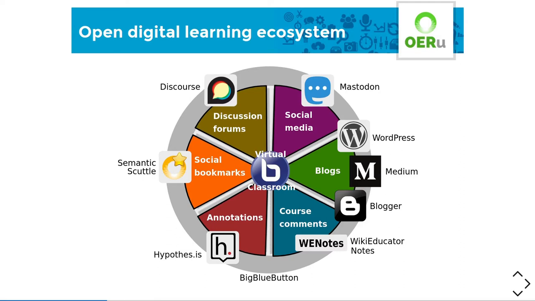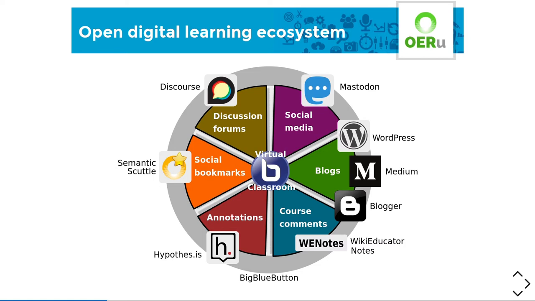At OERu, we support learners to learn on the internet, rather than via a single application like a learning management system. We want learners to develop digital fluencies and to retain access and control to the artifacts they produce long after the course finishes. We achieve this by distributing learner interactions across the web and using personal blogs as portfolios of learning. A range of best-of-breed open-source applications are used for learner interactions, feedback, and support, including forum software powered by Discourse, social media using Mastodon, social bookmarking via Semantic Scuttle, web page annotations using Hypothesis, and a local commenting feature called WikiEducator Notes.